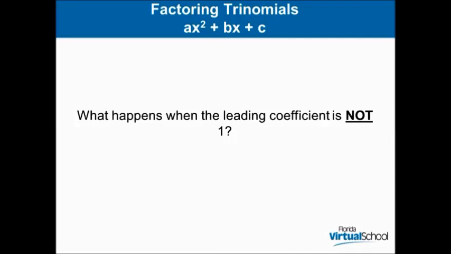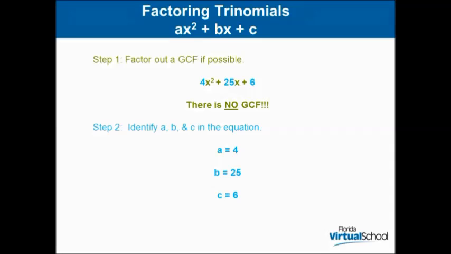So what happens when that leading coefficient is not a number 1? If you notice in this example, we have more than an x squared to begin with. Our first term is actually 4x squared. So we're going to follow these steps. First, we'll factor out the greatest common factor. In this case, there is no greatest common factor.